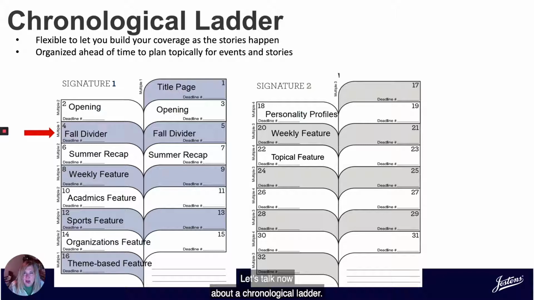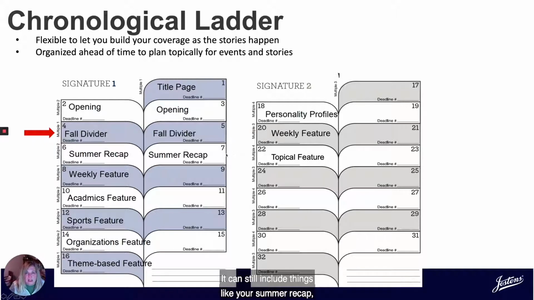Let's talk now about a chronological ladder. This one's a little more flexible. It lets you build your coverage as those stories happen, but still you're going to organize it ahead of time to plan topically for events and stories. So everything stays the same in the first 3 pages, and then we also have a divider, but instead of organizing it by one of those categories that we looked at, it's going to be organized by time. So you may have a fall divider, or you may have a first marking period divider, or a first semester divider. And you can decide how many sections you want in your yearbook to break up that time.